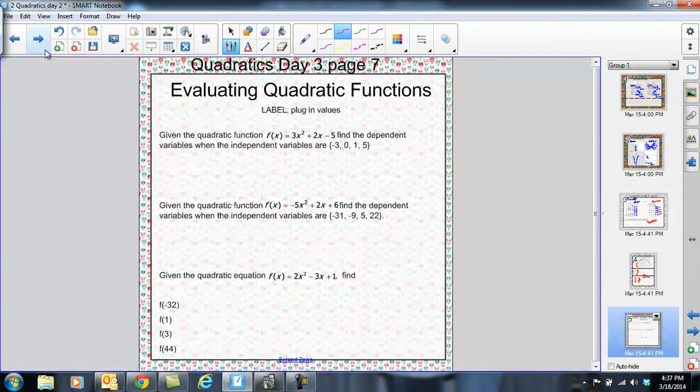So let's do the back page. Let's evaluate a little bit. So we're going to evaluate function, which means I'm just going to label, and then I'm going to plug in the values.